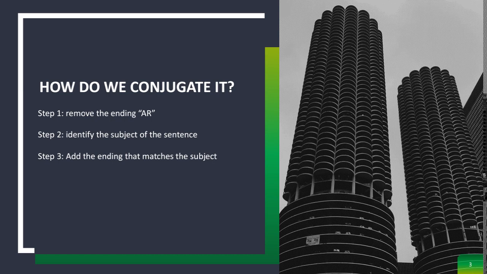Here's the 3 steps that we take when we want to conjugate an AR verb in Spanish. So step 1, we remove the ending AR from the end. Step 2, we identify the subject of the sentence. And step 3, we add the ending that matches the subject.